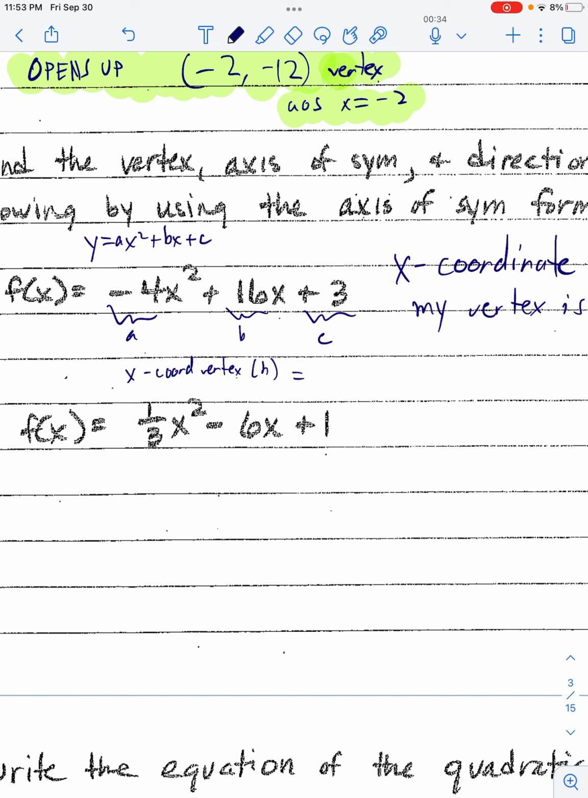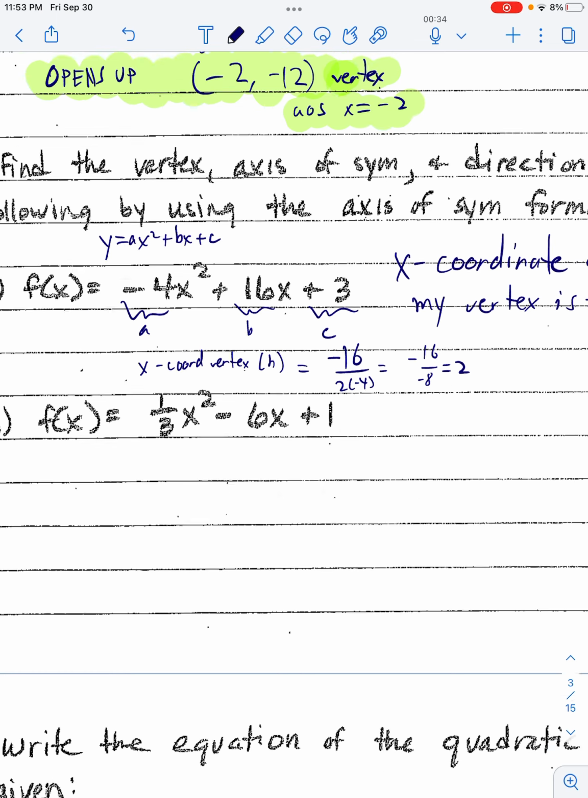So then the x-coordinate of my vertex, or my h, is equal to the opposite of b. What's that here? It's 16. So the opposite of b, negative 16, over 2 times my a, which is negative 4. It's going to be negative 16 over negative 8, which equals 2.